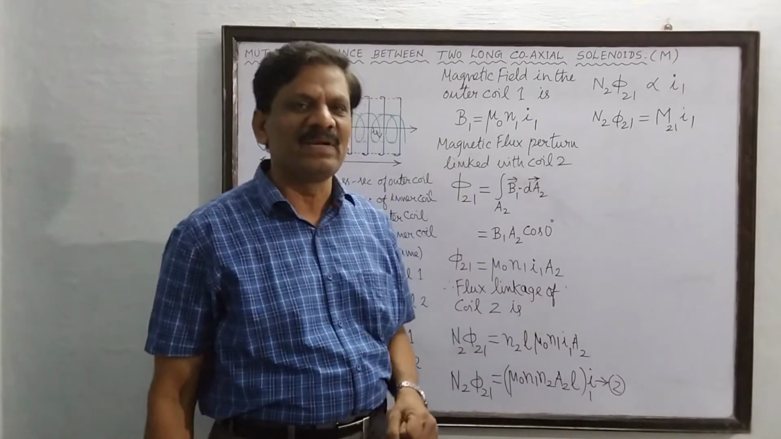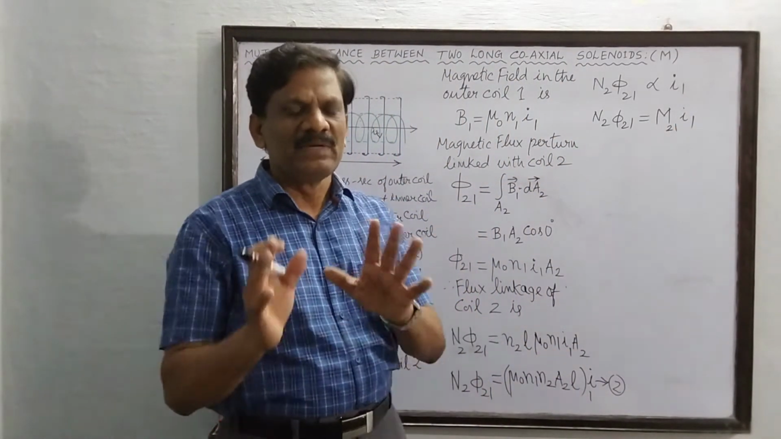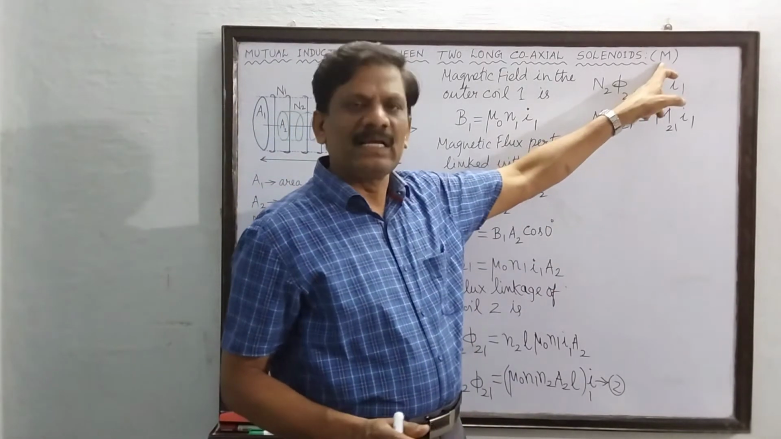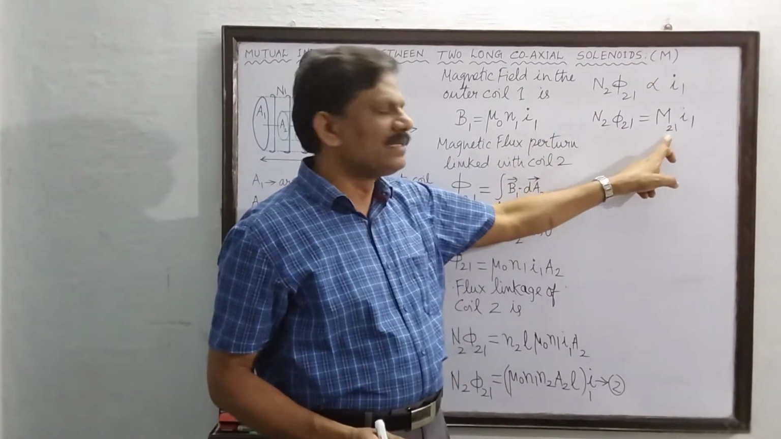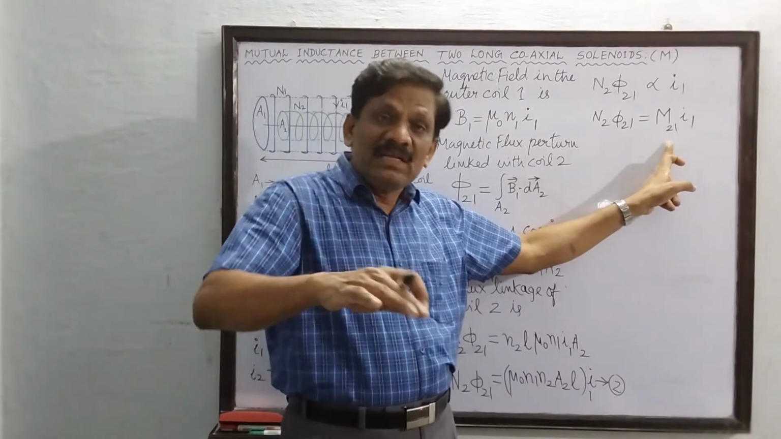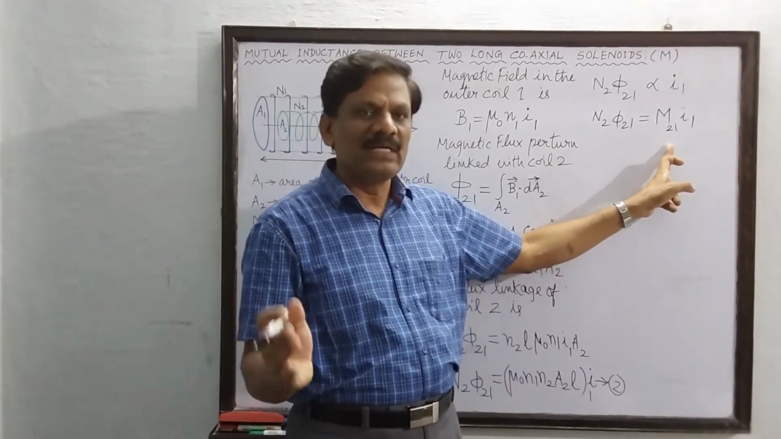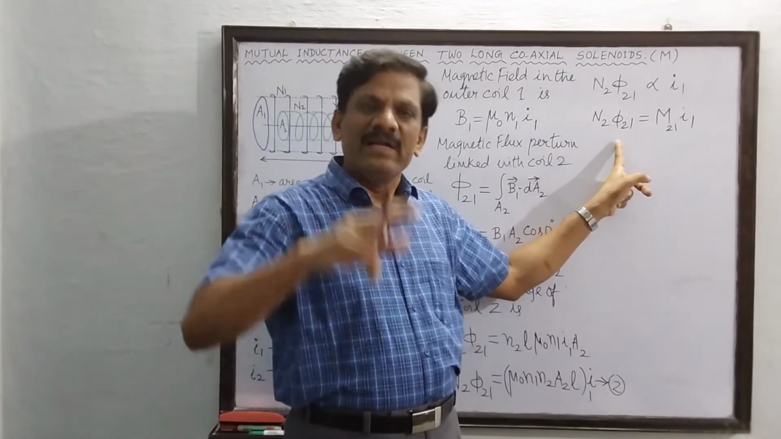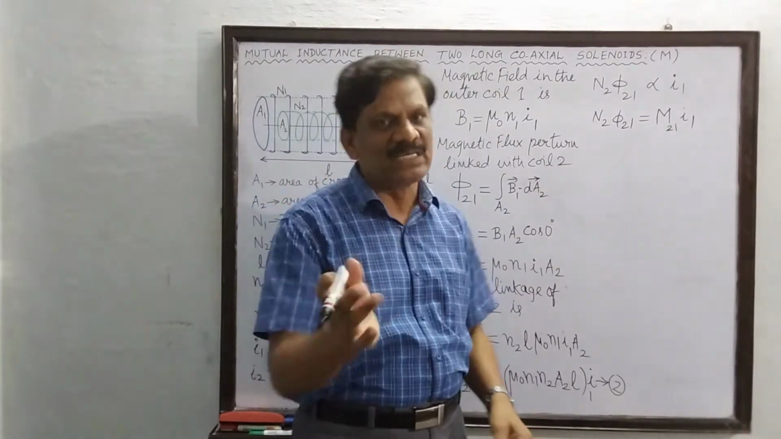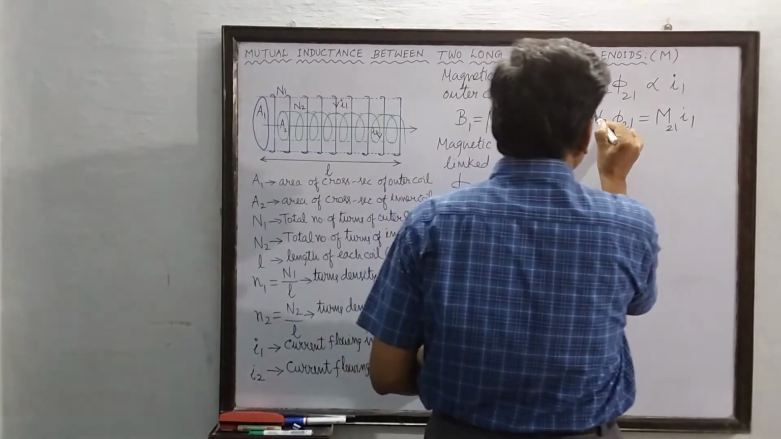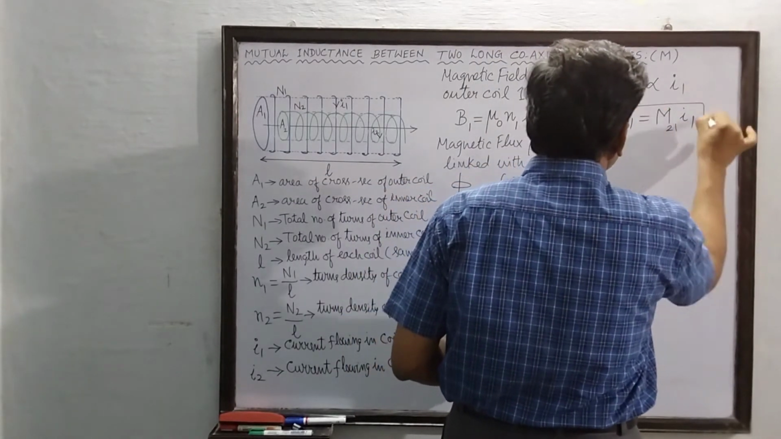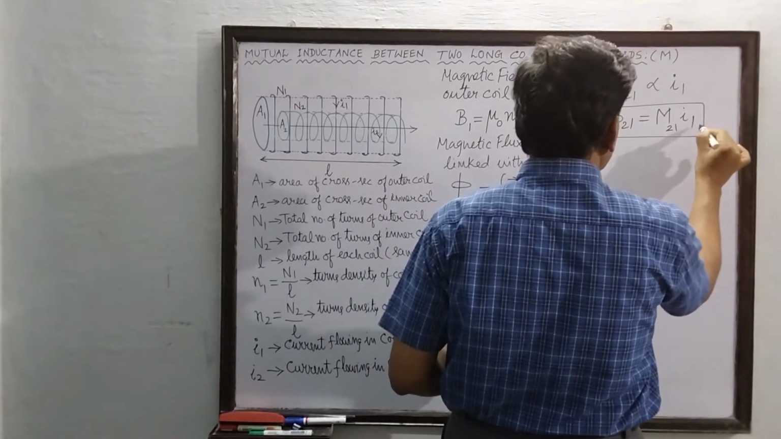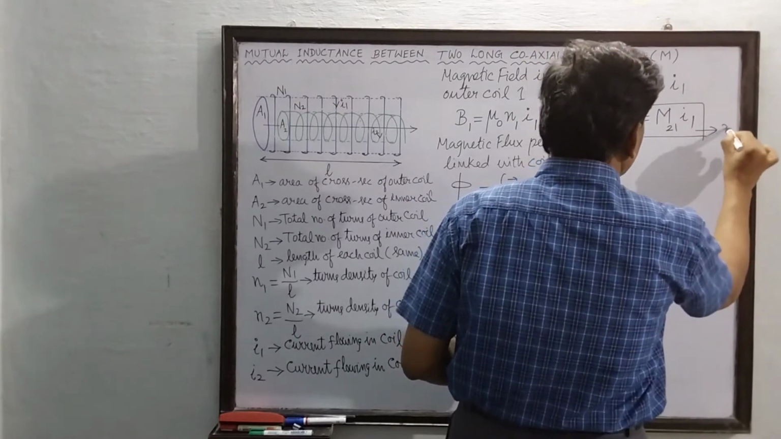Two subscripts I am writing. Is it not? M denotes what? Mutual inductance. Now, mutual inductance of the second coil with respect to the first coil, because this flux linkage in the secondary coil, or the second coil, depends on the current flowing in the first coil. So, this is our main equation. This is another equation, number 3.